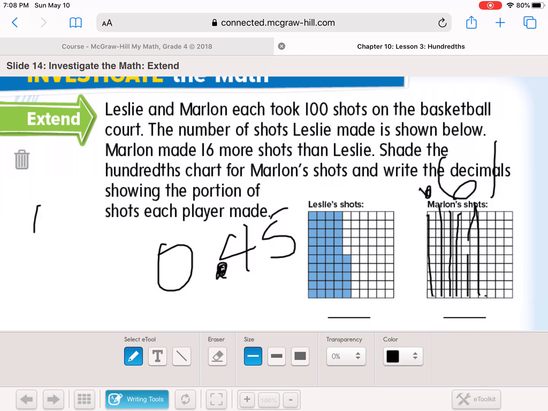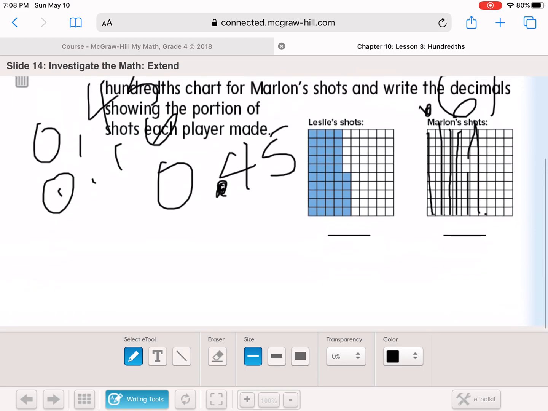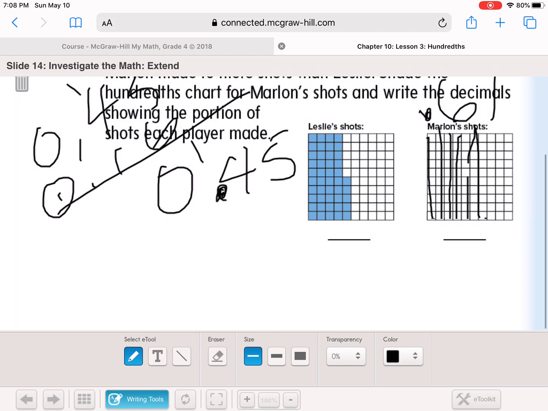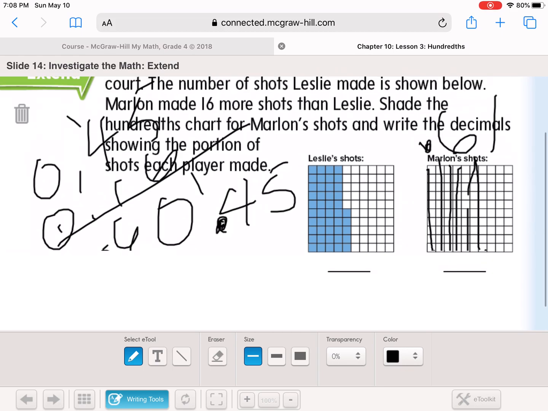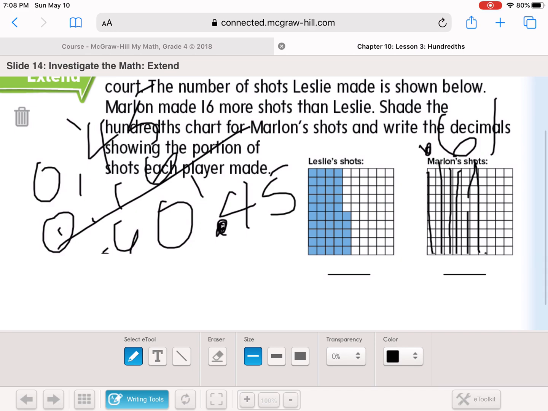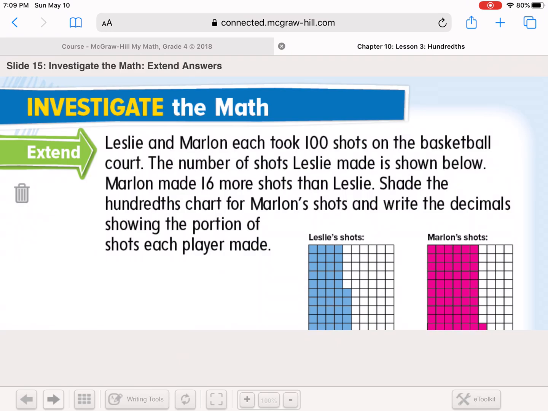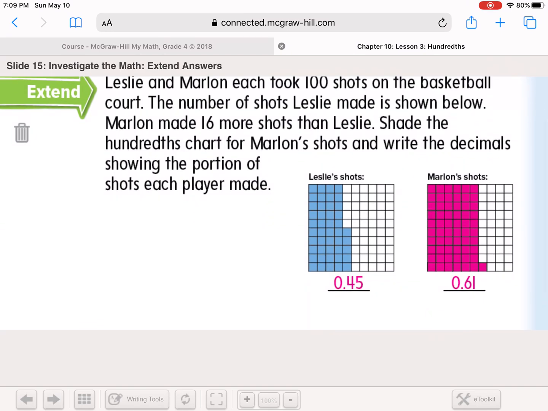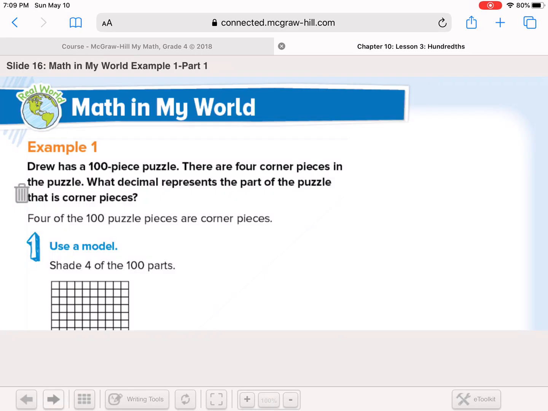Or we could add 16 to 45, and we would get the same answer. Now, when we add decimals, we just line the numbers up by their decimal points. Otherwise, if we don't, then they get out of order and we don't know what they're doing. Okay, there we go. That was our extend question, so that's the hardest one. So I think you guys are going to do pretty good today.